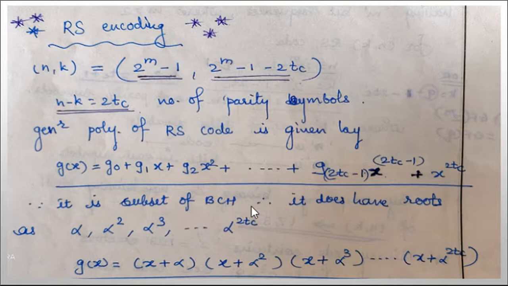Since it is a subset of DCH, it does have roots alpha, alpha square, up to alpha raised to 2tc. So ultimately, all these are the roots of g of x. This expression will be valid, that is g of x is equal to x plus alpha into x plus alpha square up to x plus alpha raised to 2tc.